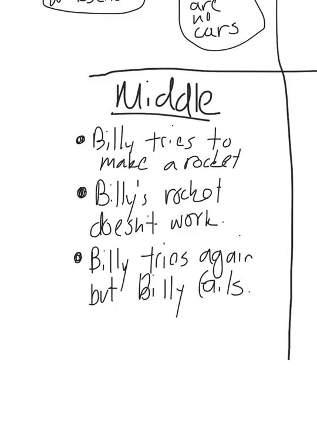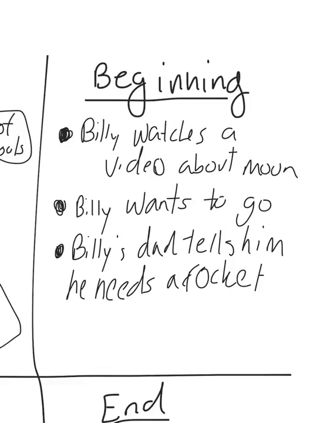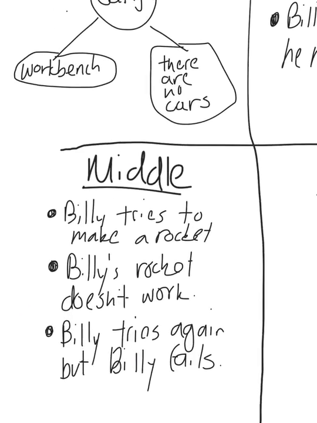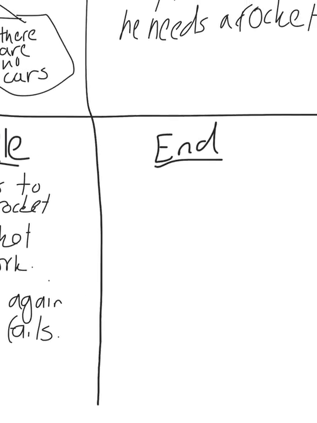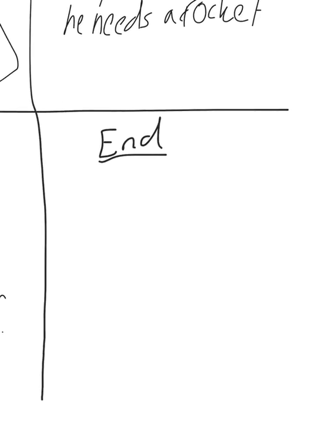So if compared to the beginning of the story, at the beginning of the story, we learn why Billy wants to go to the moon and that he thinks that he can do it, and then we meet his dad and Billy in the setting. In the middle, Billy's problems become really big because he's failing at building the rocket, which means at the end, we are going to have how does Billy respond to his failure?